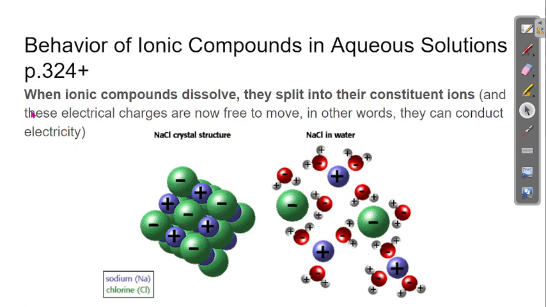So let me read this again. When ionic compounds dissolve, they split into their constituent ions, and these electrical charges are now free to move. In other words, they can conduct electricity. If you remember, that was one of the physical characteristics of acids as well. Okay? So if you're an ionic compound, you can conduct electricity. In a minute, we're going to see how acids conduct electricity.